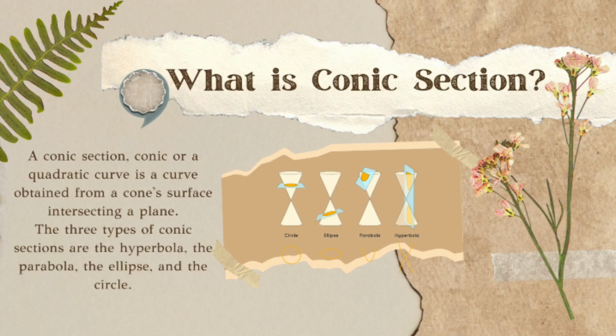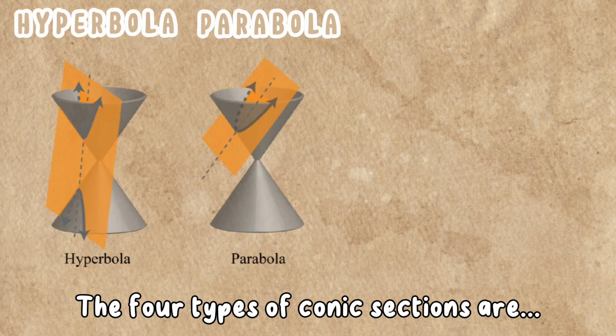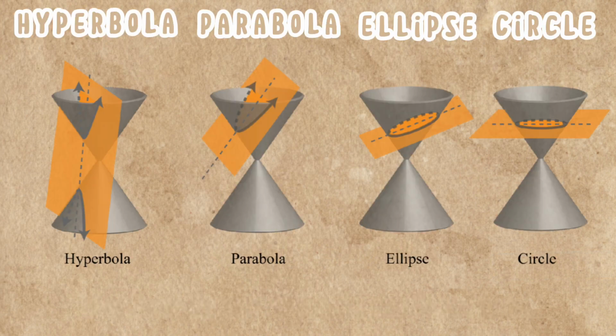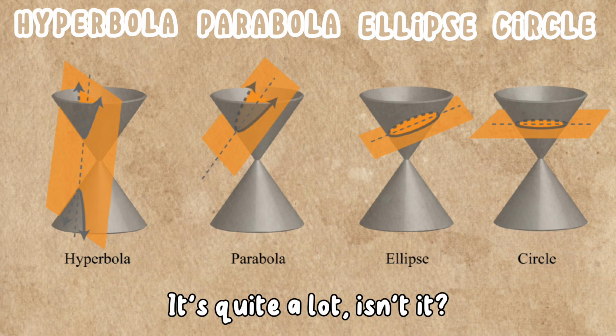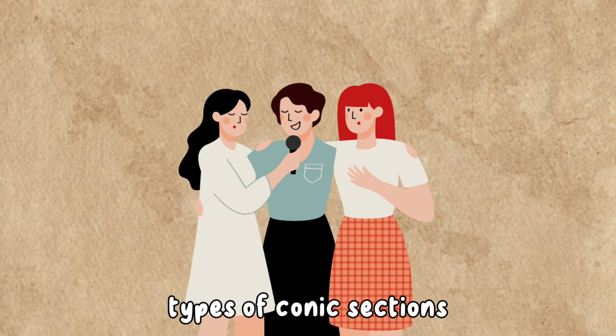A conic section, conic, or a quadratic curve, is a curve obtained from a cone surface intersecting a plane. The four types of conic sections are the hyperbola, the parabola, the ellipse, and the circle. It's quite a lot, isn't it? Why don't I call on my two friends to tell you about the different types of conic sections? Take it away, Jasmine and Lian.